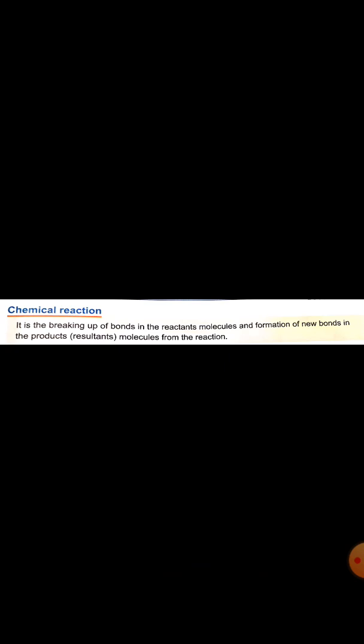Of course, you studied before that a chemical reaction is the breaking up of bonds in the reactant molecules and the formation of new bonds in the products, or resultant molecules, from the reaction. So, if we have a chemical reaction, at least there must be what? Formation of new bonds to get new products. So there's a difference between a chemical reaction and a mixture.